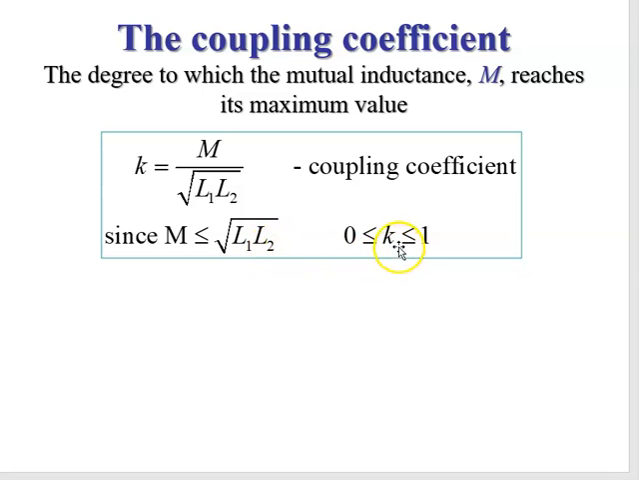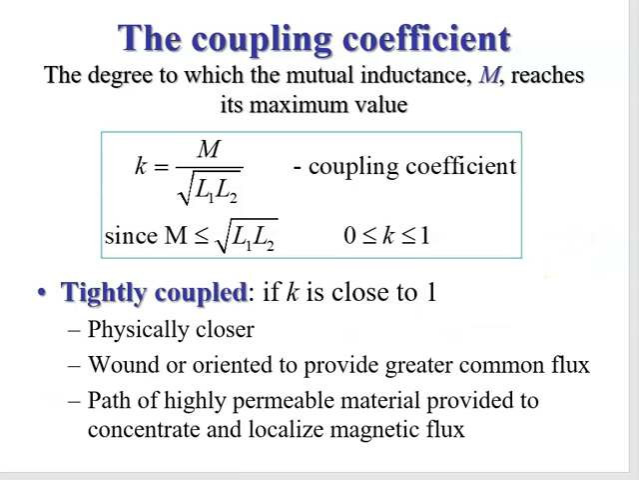That means that our coupling coefficient must be between 0 and 1. So that's our coupling coefficient. If we know that, then we can find the mutual inductance. If a coil is tightly coupled, that coupling coefficient k is close to 1. And again, that's if they're physically closer, and wound or oriented to provide greater common flux between the two. One way to do that is to have a highly permeable material between the two coils, or connecting the two coils, to provide a concentrated and localized magnetic flux.